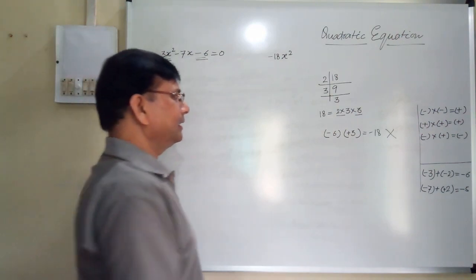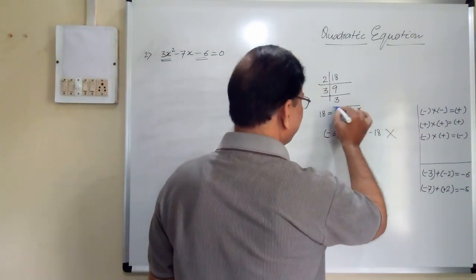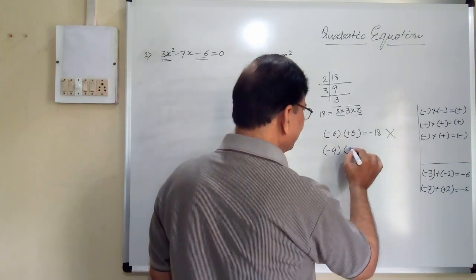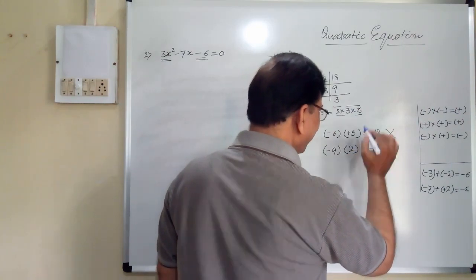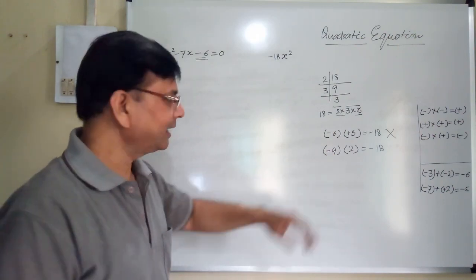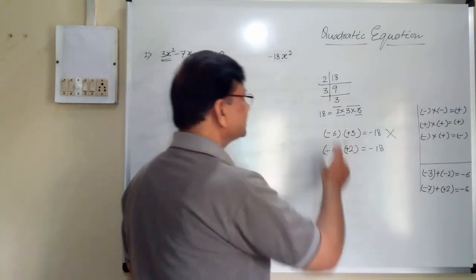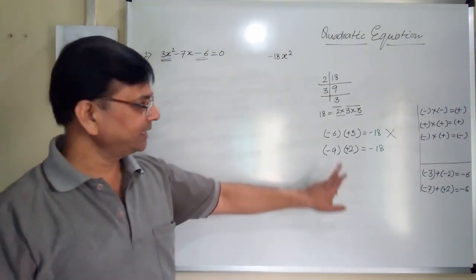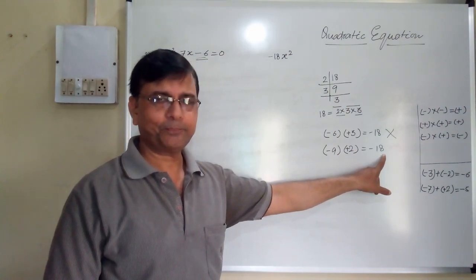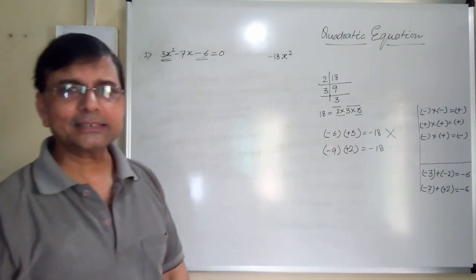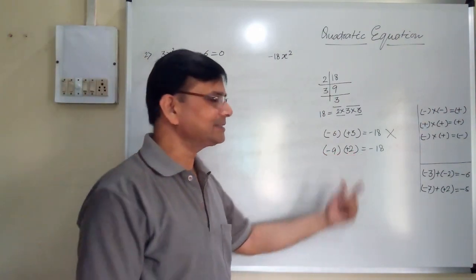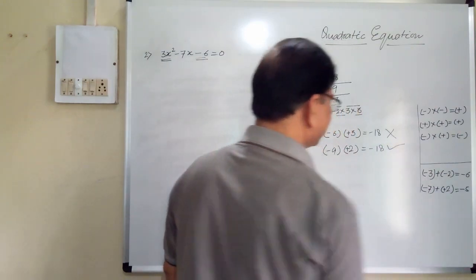Another possible factor, that is this and this, which we are taking minus 9 into 2. We will get minus 18 again. Minus 9, one is negative, another is positive, because product has to be negative. If we are taking product of these two, we are getting minus 18. But what about sum? Minus 9 plus 2, that is minus 7. It means we can take this factor of minus 18.